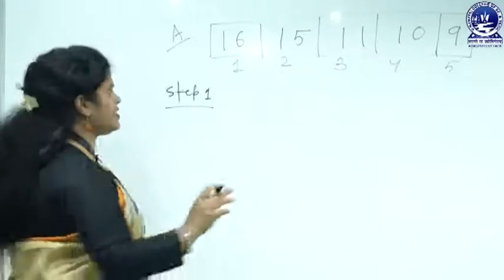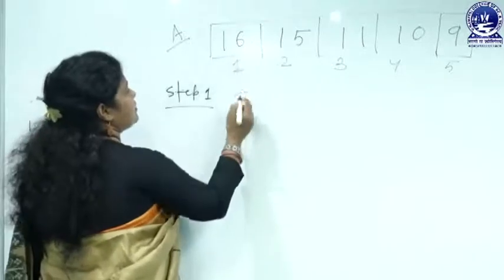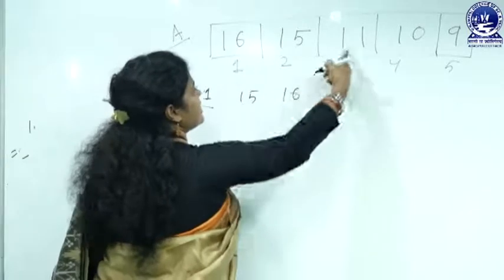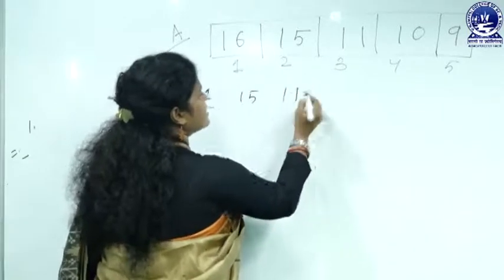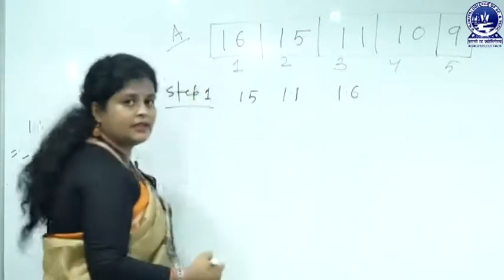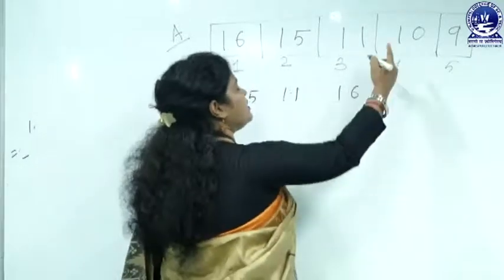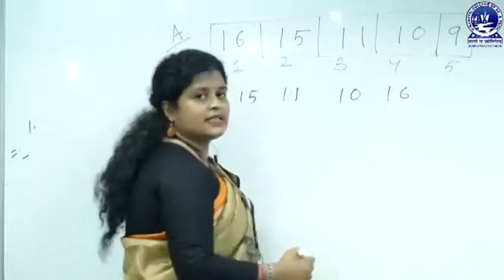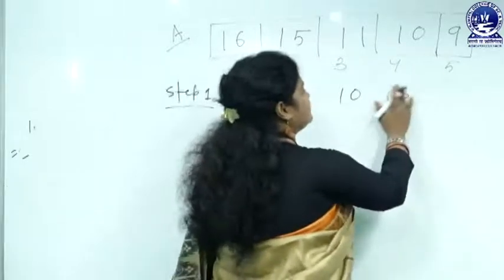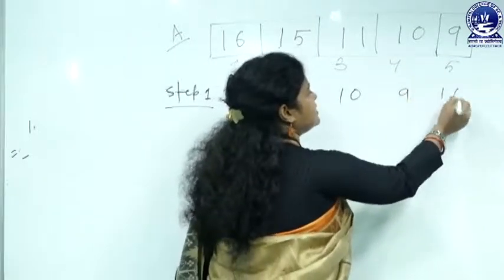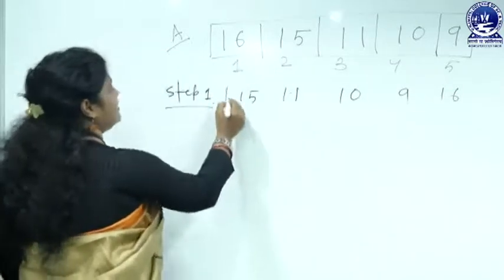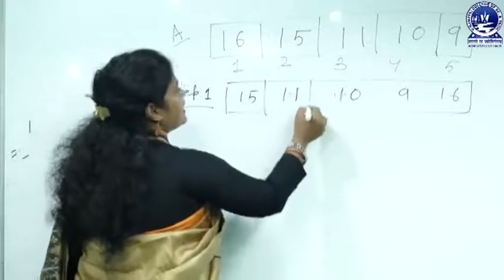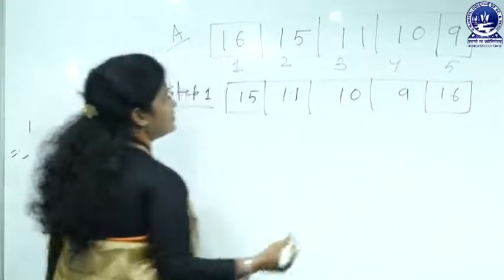So, 16, 15, 15 will be placed here, 16 will come to this position, then 16, 11, 11 will be placed here, 16 will come to this point, then 16 with 10, 10 will be placed here, 16 will be placed here, then 16 with 9, 9 will be here, then 16 will be here. It means that after step 1, we will get this type of output.